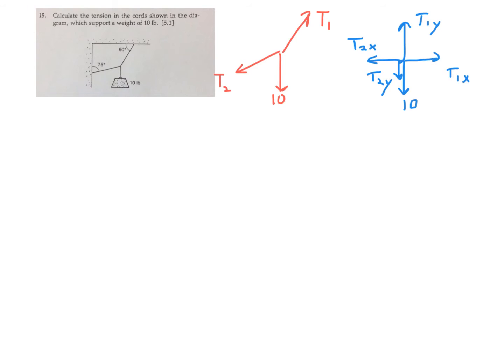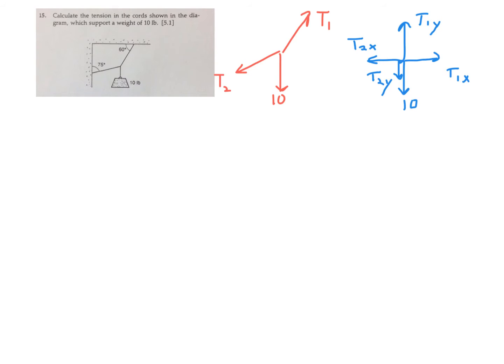I'm leaving off the units for now. The answers will have pounds in them, so just to keep it simpler, we'll put that back in at the end. I have one rope, T sub 1, pulling up at 60 degrees with respect to the ceiling, and the other rope pulling slightly down and to the left at the 75-degree angle.